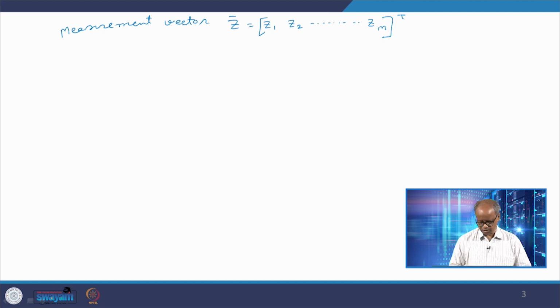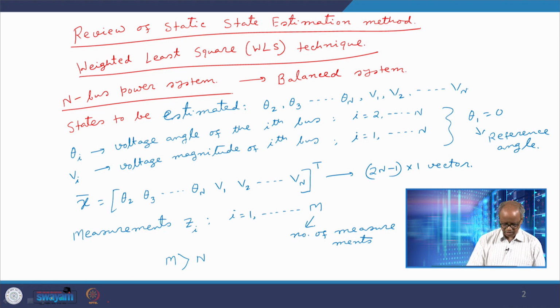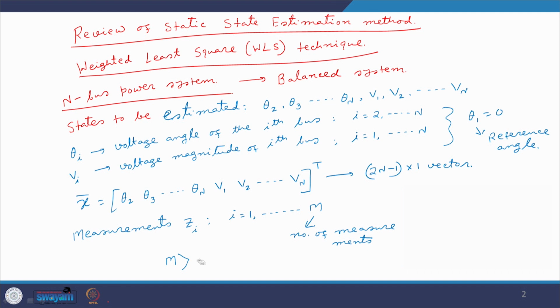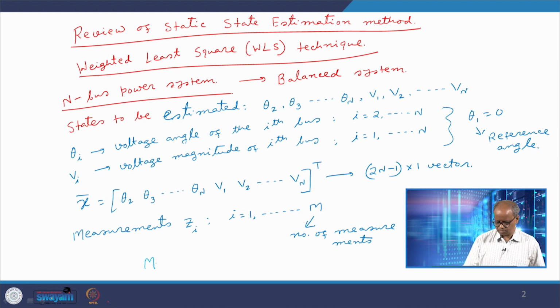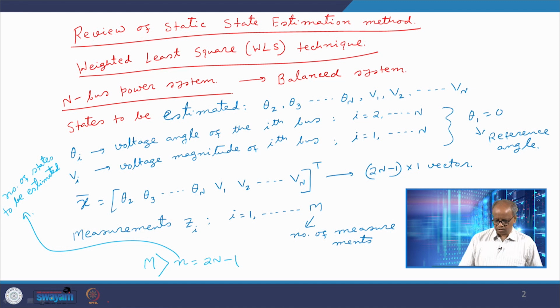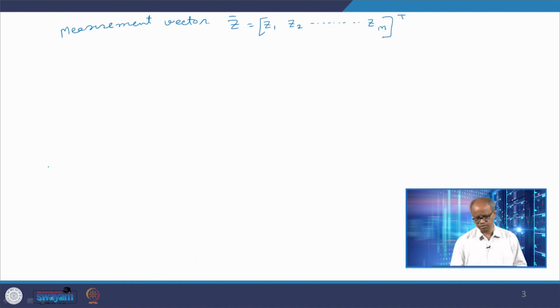Here I have made a mistake. This m must be greater than n. This is a mistake. So, here m would be greater than 2n minus 1, where 2n minus 1 is the number of states to be estimated. Right. So, now we have got z, which is an m cross 1 vector.